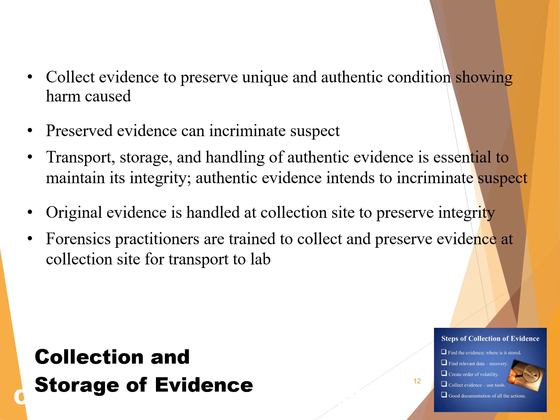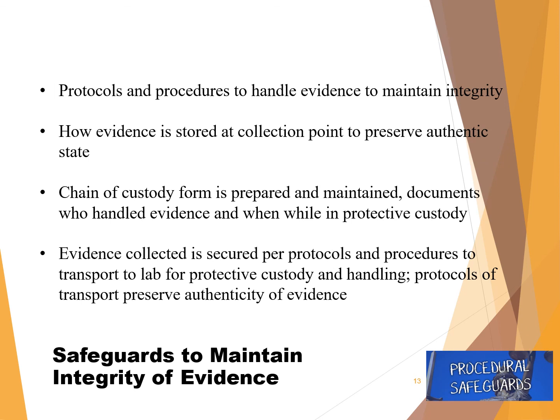Original evidence is handled at the collection site to preserve its integrity. Forensics practitioners are trained to collect and preserve evidence at the collection site for its transport to a lab. Safeguards to maintain the integrity of the evidence would be following protocols and procedures to handle the evidence, and how the evidence is stored at the collection point to preserve its authentic state. The chain of custody form is prepared and maintained. It documents who handled the evidence and when while in protective custody.